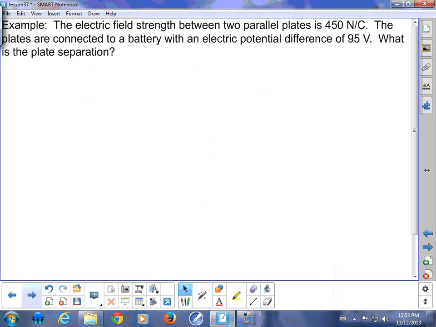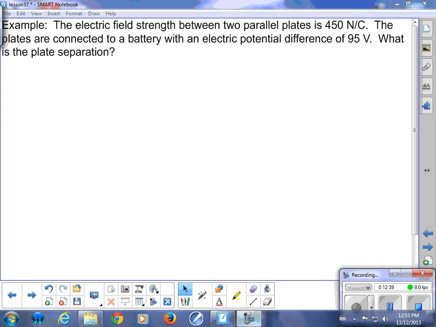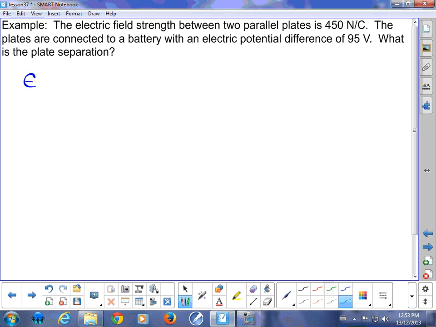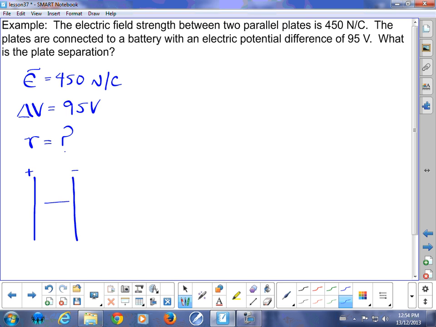So you can see that a bit of a theme here. A lot of the questions are, I'm not going to call them perfectly straightforward, but it's a series of decoding the question, or a process of decoding. So electric field strength between 2 parallel plates. Electric field strength equals 450 newtons per coulomb. The plates are connected by a battery with a potential difference. Potential difference is voltage. So we have 95 volts. What is the plate separation? So we're looking for how far these plates are separated. So we're looking for that distance in there.